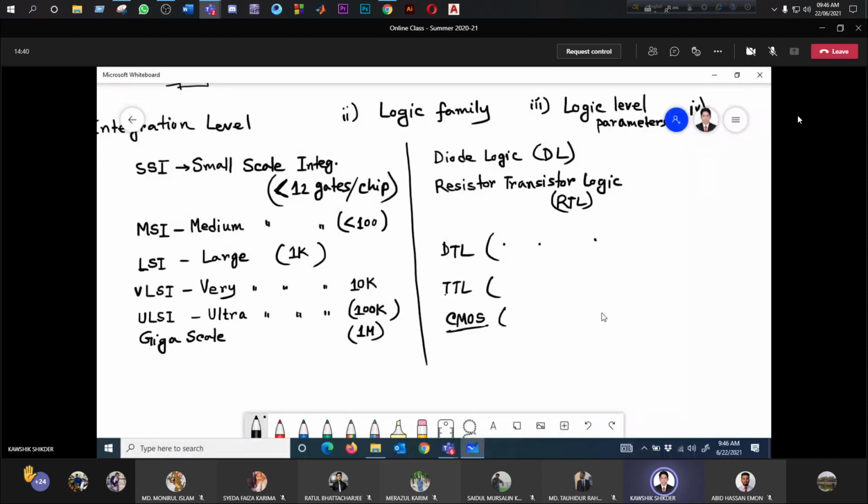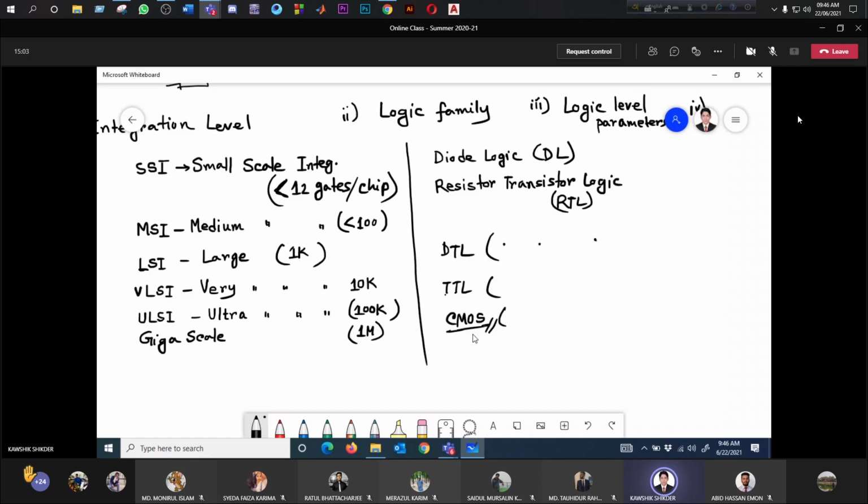Complementary means opposite. Both PMOS and NMOS are opposite to each other. So to design CMOS, both PMOS and NMOS are required. That's why it's known as complementary metal oxide semiconductor. Noted? Yes, sir.